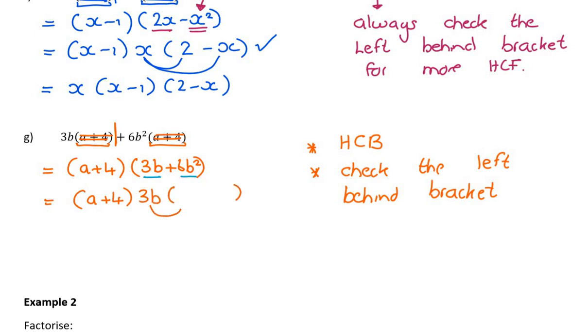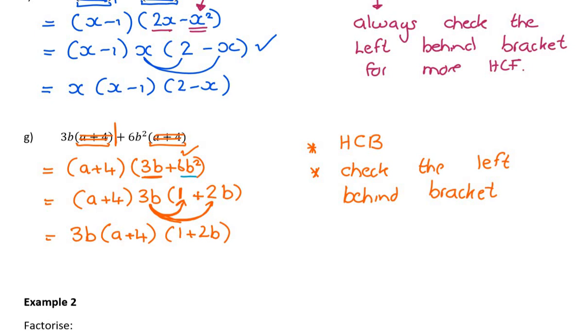So what must I multiply 3b by to get 3b back? Well, 1. What must I multiply 3b by to get 6b squared back? So that's plus 2 and another b. So let's just check. That would be 3b plus 6b squared, which would be that. If we want to write that neatly, we'll write 3b(a + 4)(1 + 2b). Now you don't have to change the order.